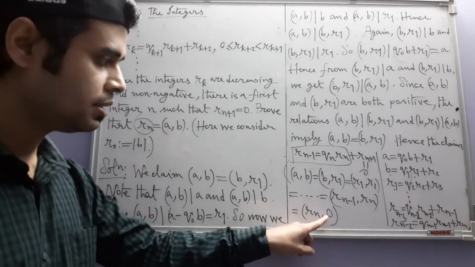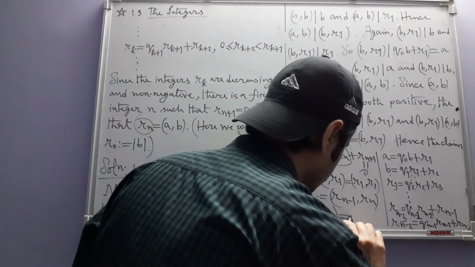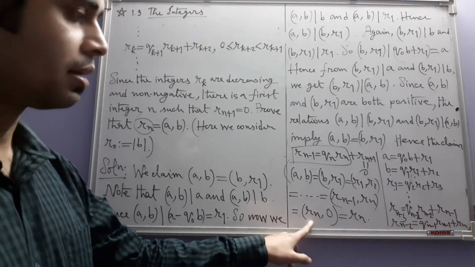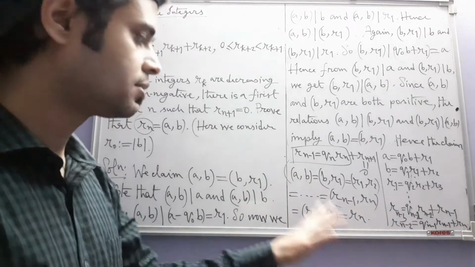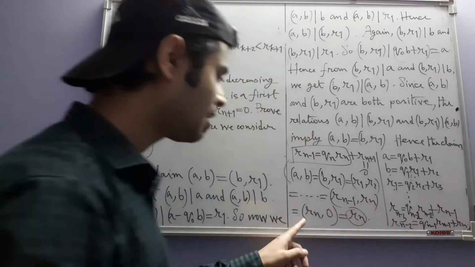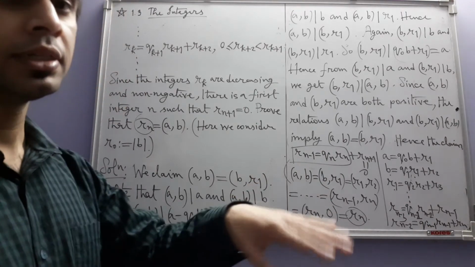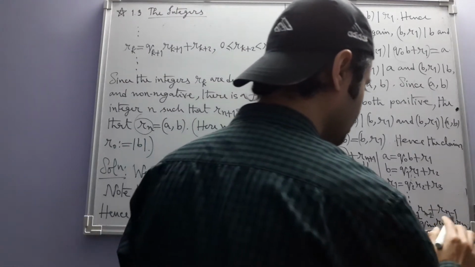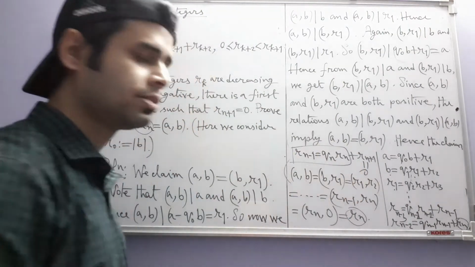Now what is the GCD of 0 and Rn? Rn. Why? Because Rn divides both 0 and Rn, and this is divisible by anything that divides 0 and Rn. That's why Rn is the GCD. If you have two integers, one of which divides the other, the dividing integer is the GCD, provided that it is positive, of course. And here Rn is positive because this is the last positive remainder. After that we get 0.